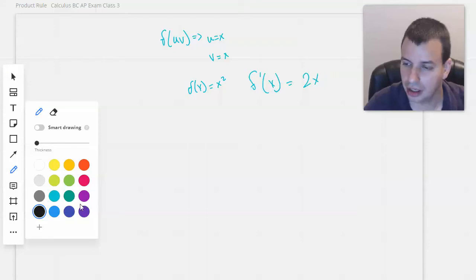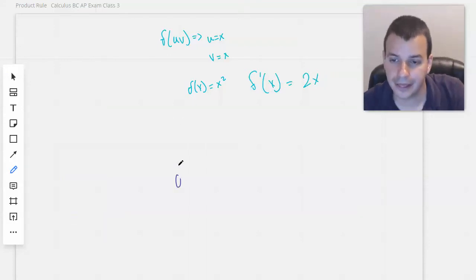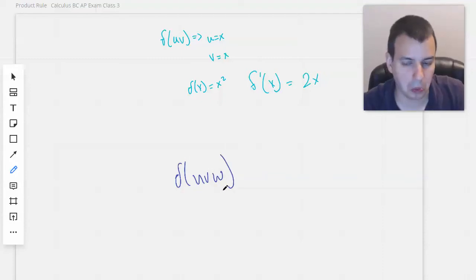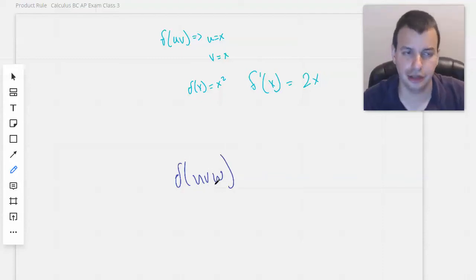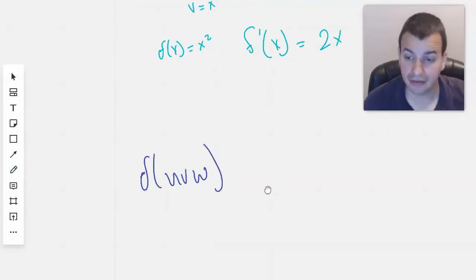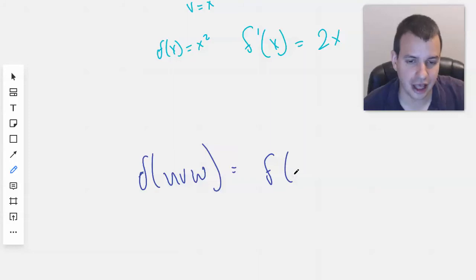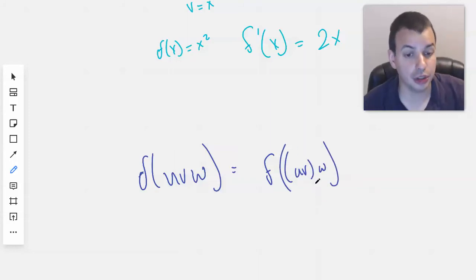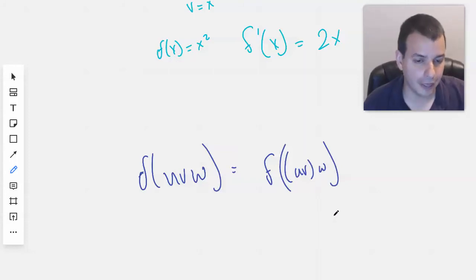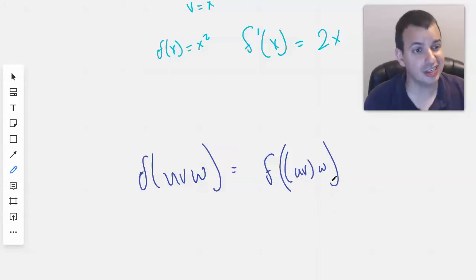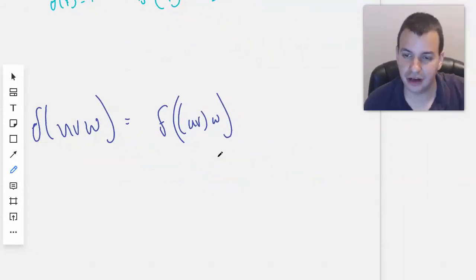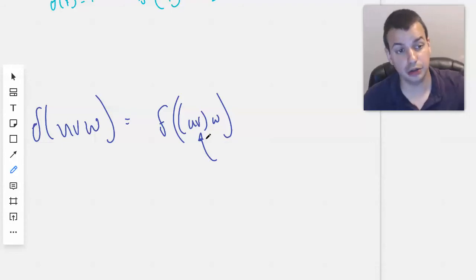So if we have something along the lines of f of, let's see, u v w. I know that looks terrible. It looks like a backwards n. Trust me, it's a u. So we have f of u v w. We could say that this is actually f of u v times w. And so then what you do is you have the product rule of u v times w. And so you do the product rule of that. And then when you have to find the derivative of uv, you then again do the product rule.